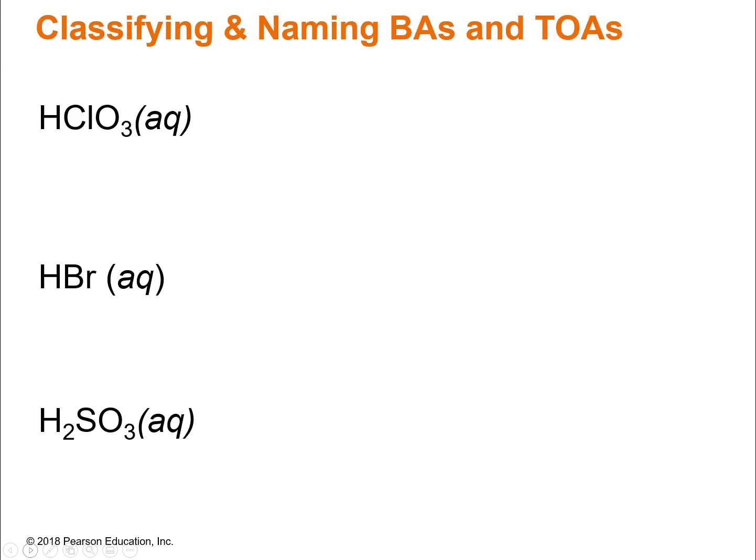So here's some practice. I'll give you 2 minutes to name these and classify them. Classify them first, and that will tell you which rules you need to name. I'll check in 2 minutes. Let's start with classifying first. There's only 2 options here.